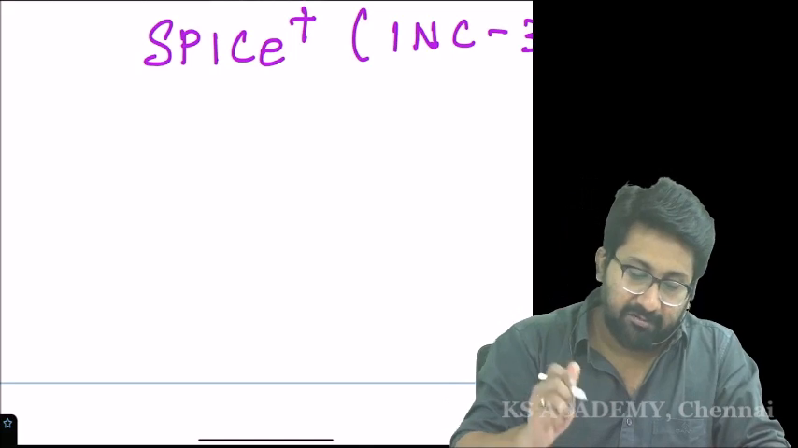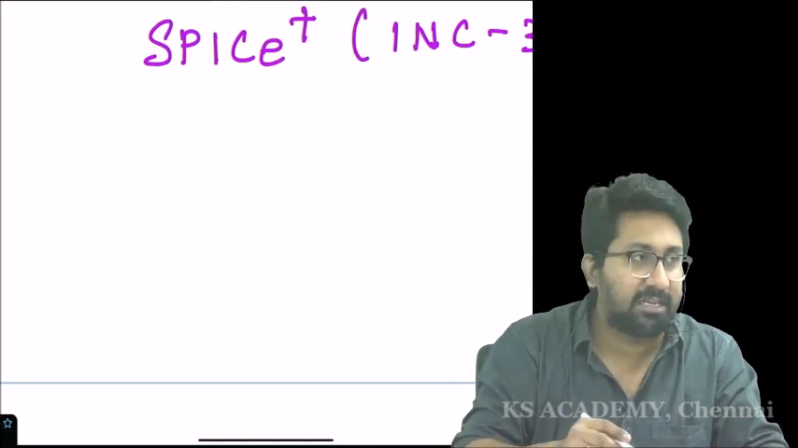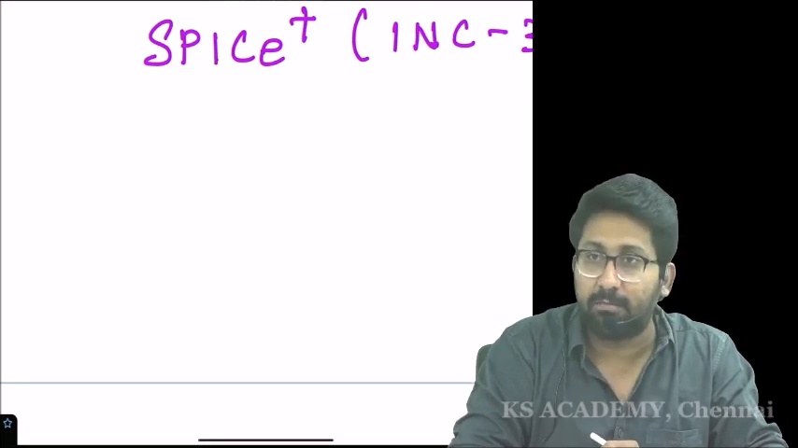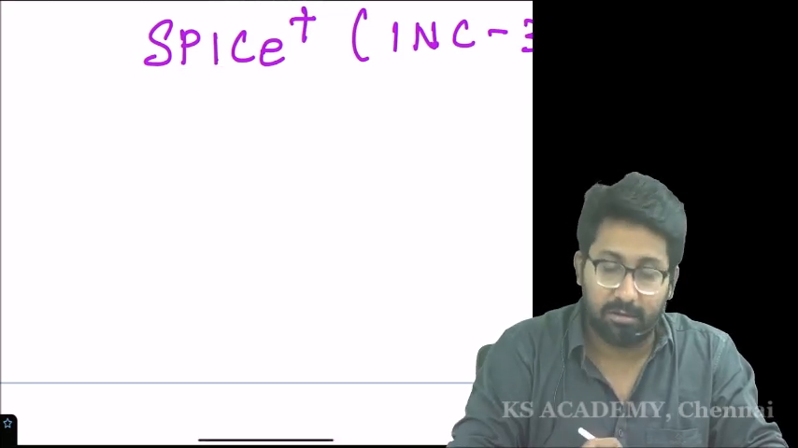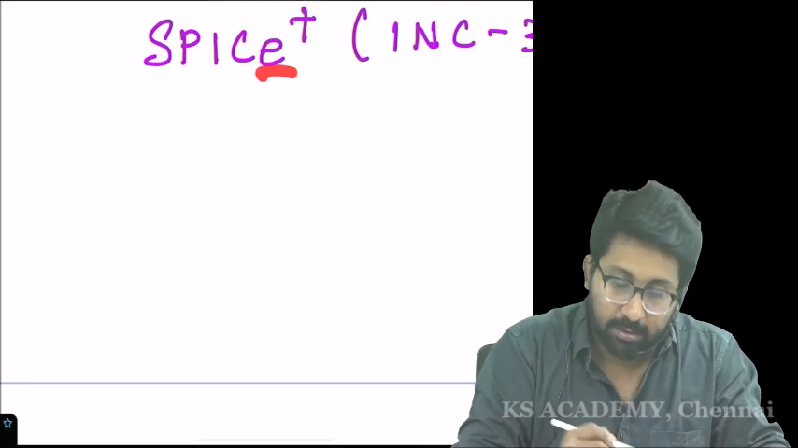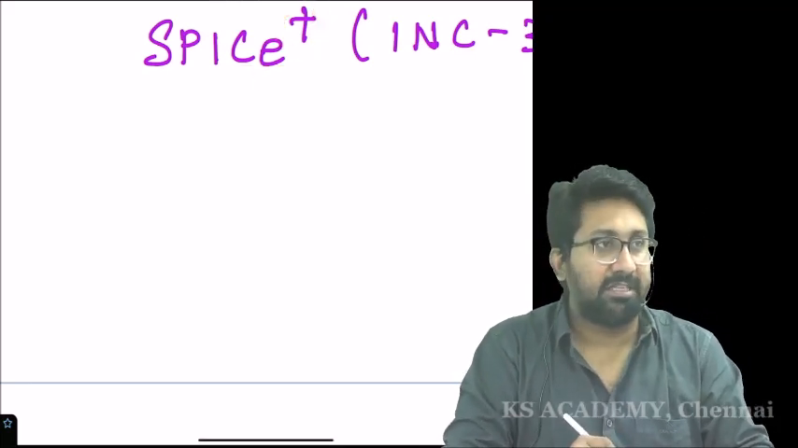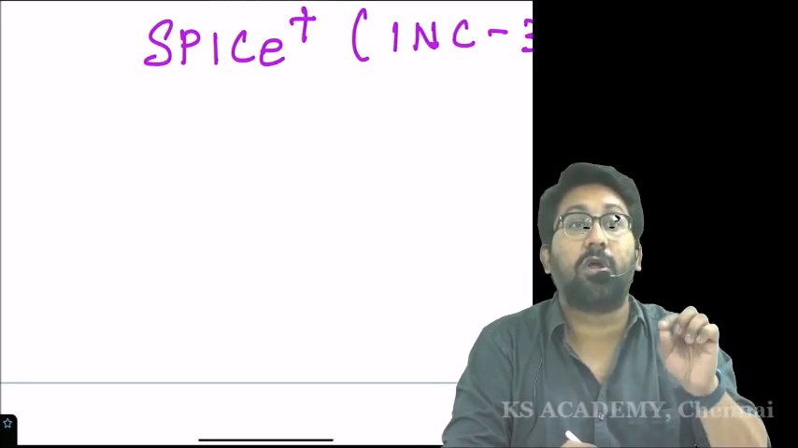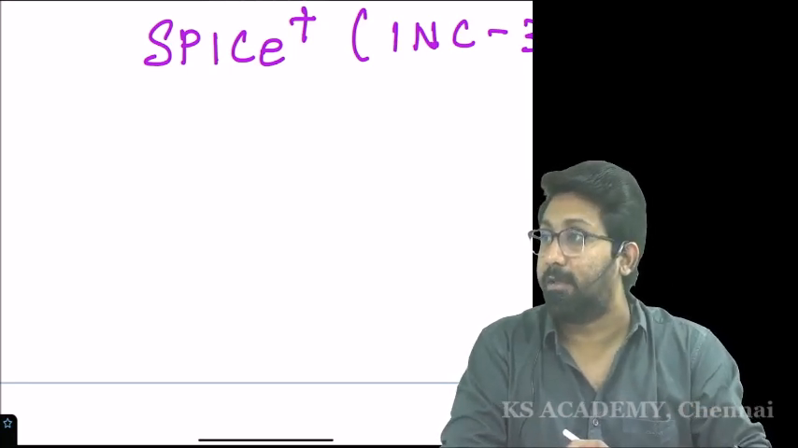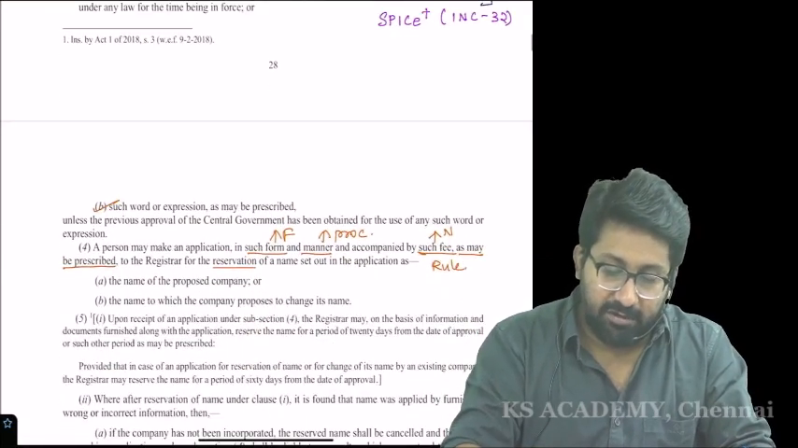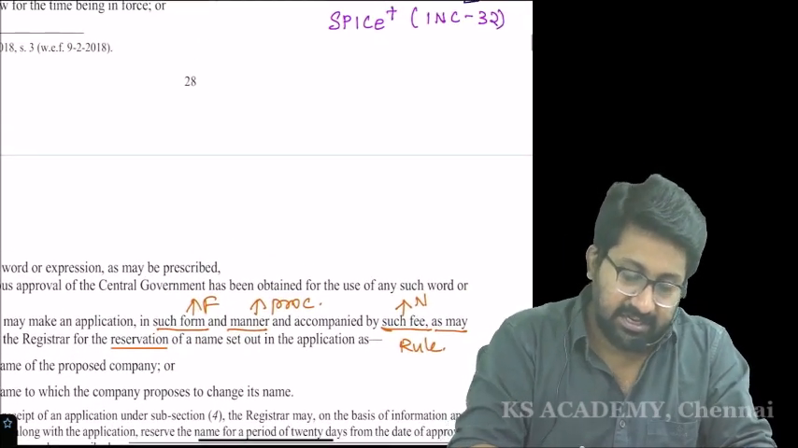I will explain. First, please repeat everyone in the class one last time. S for P for, that's called Spice Plus. This is called the source document to incorporate a company. Sorry, I will explain. For the first time you are listening to this concept, it will look very new. Please listen carefully.